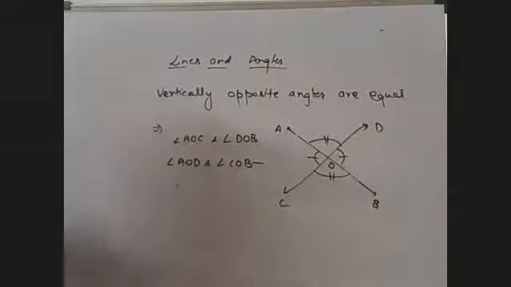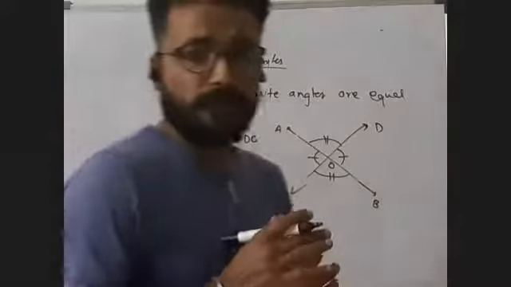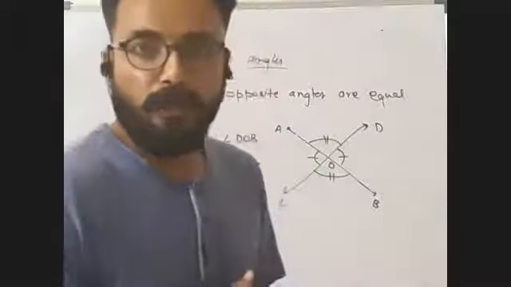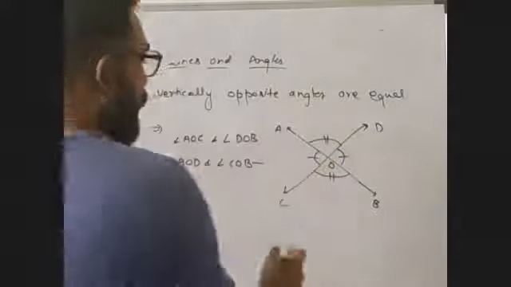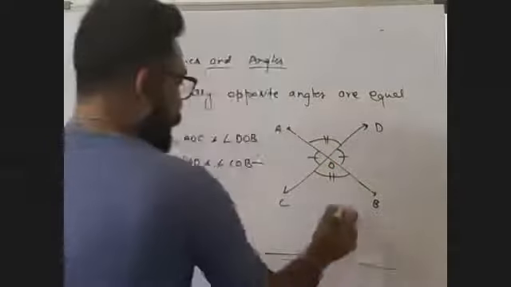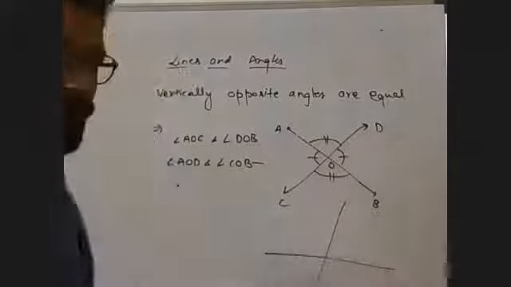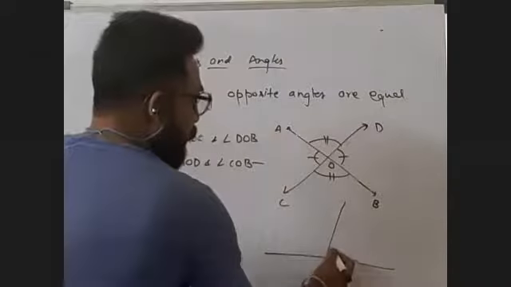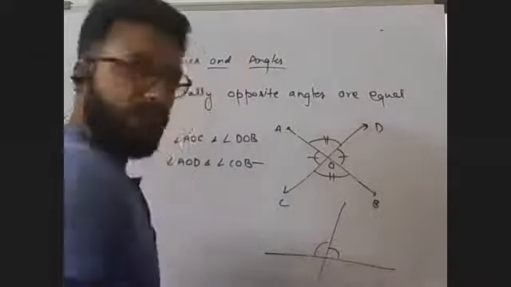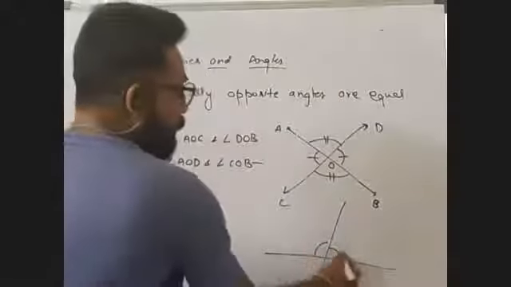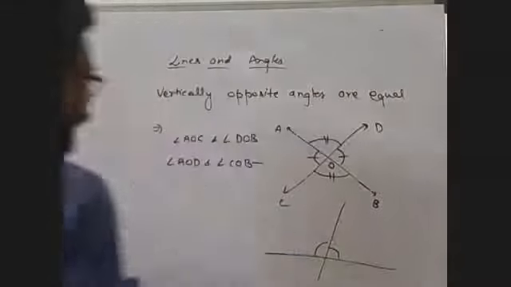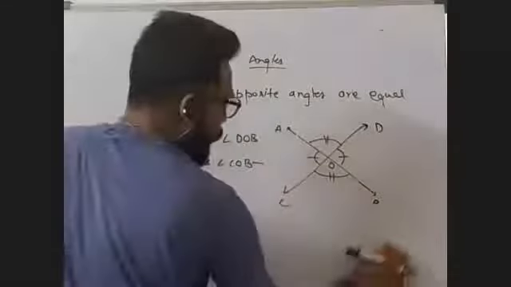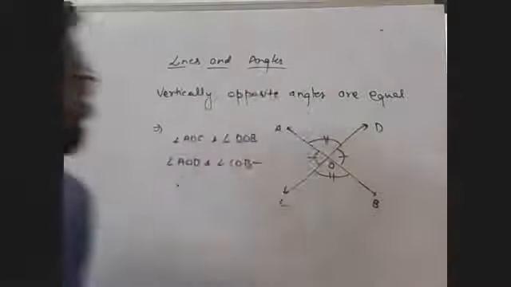Now, in order to explain this, we should know the linear pair. What is a linear pair? When a straight line or ray is there, and another line cuts it from any point, then the adjacent angles that are formed, their sum is always equal to 180 degrees. That is this straight angle. We are already familiar with this linear pair, and we are going to use this concept.